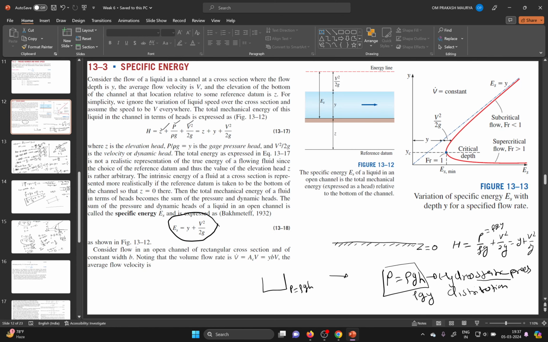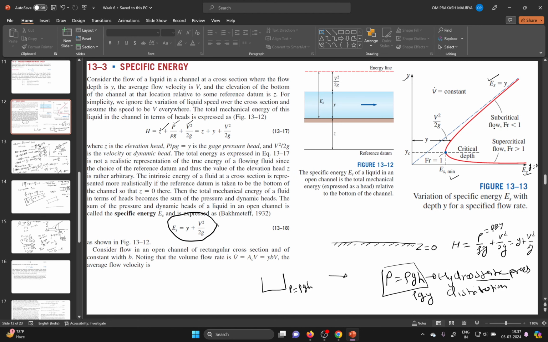At that point your Yc, that is your critical, is the minimum specific energy, and this is the specific energy line, and this is the depth line, and this is your first asymptote, and this is your second asymptote, y is equal to 0. Above this is the subcritical, that is Fr is less than 1, and below is the supercritical, Fr is greater than 1.